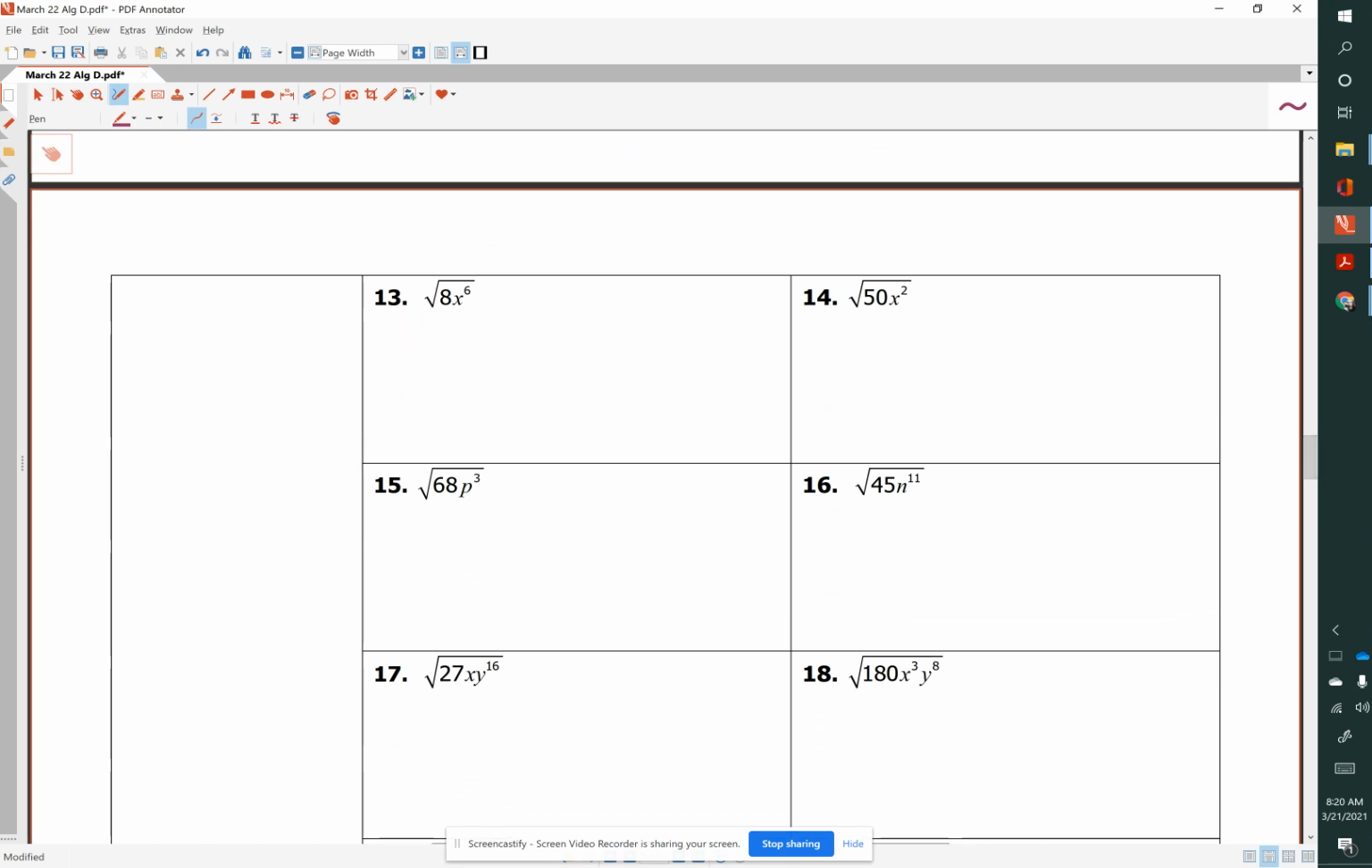Okay, on to our second page. So 8 is not a perfect square, but 8 is 4 times 2. So let's get our radicals ready. So we got 4 times 2 on the 8, and then we have x to the 6th power. So the square root of 4 is 2. The square root of x to the 6th is x to the 3rd. Then we have that square root of 2, and that's our final answer.